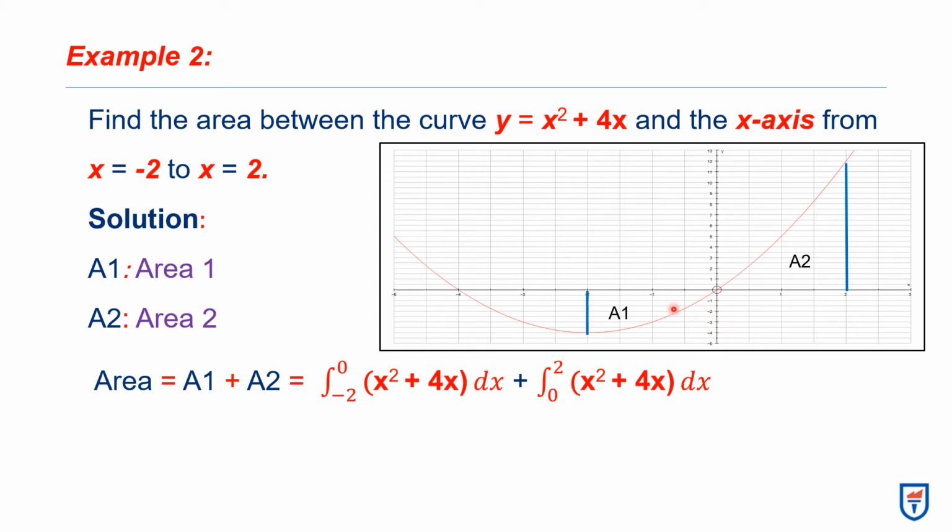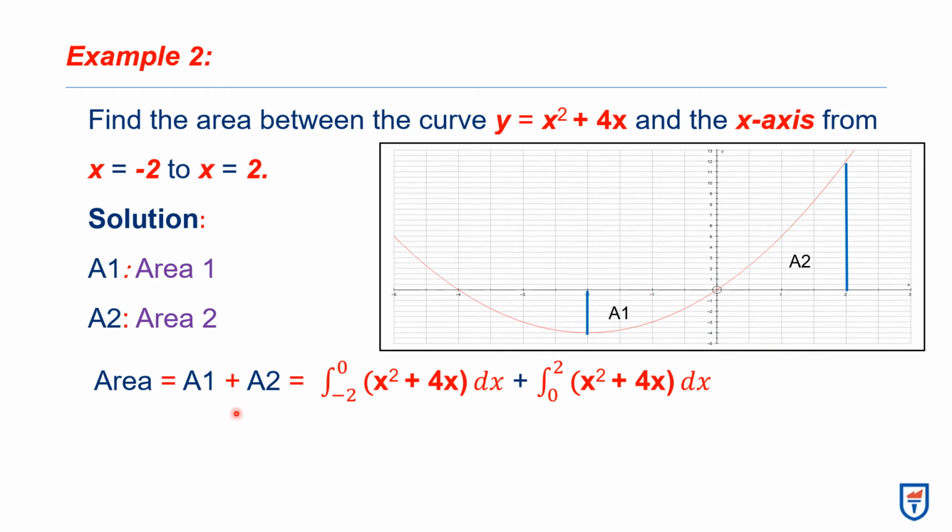So we have two areas, one below the x-axis and the other above the x-axis. Since these areas are separate, we need to separate our integral and our limits. We need to find the area in the range minus 2 to 0, and we also need to find the area in the range 0 up to 2, since these areas are on different sides of the x-axis. That's why we have to separate them. So we label them as area 1 and area 2.